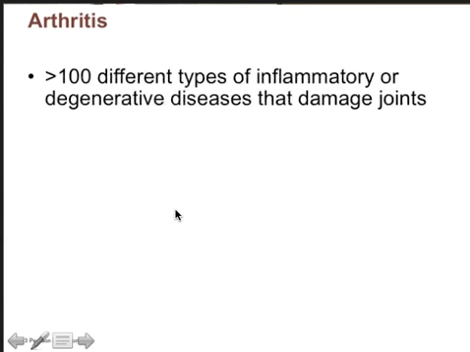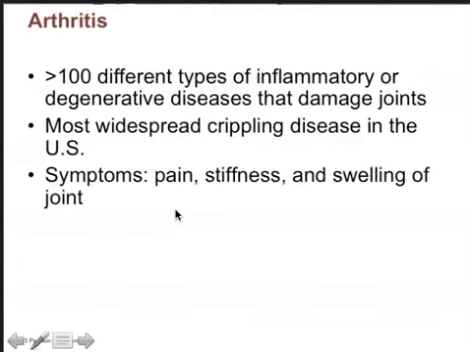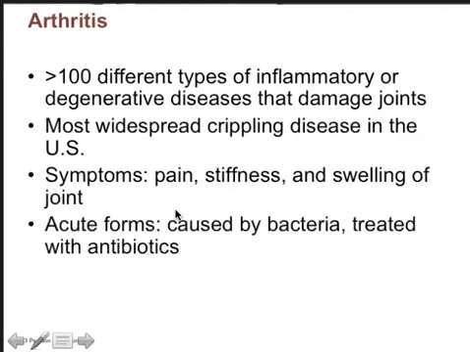There's about 100 different types of inflammatory or degenerative diseases that we refer to under the umbrella of arthritis. And it's the most widespread crippling disease in the United States. The people that suffer from this experience pain and stiffness and swelling of the joint, loss of range of motion. Acute forms can be caused by infection, where we call it septic arthritis, and we can treat these with antibiotics.